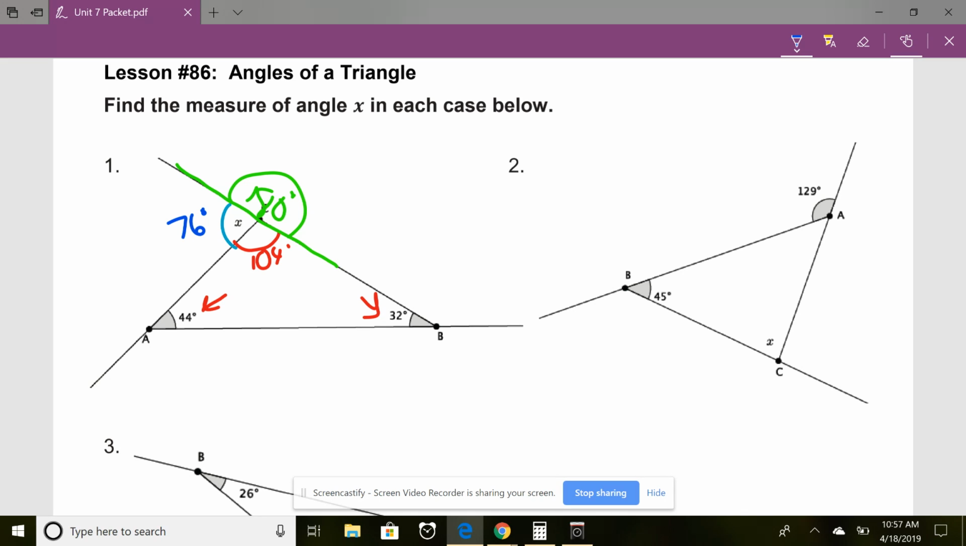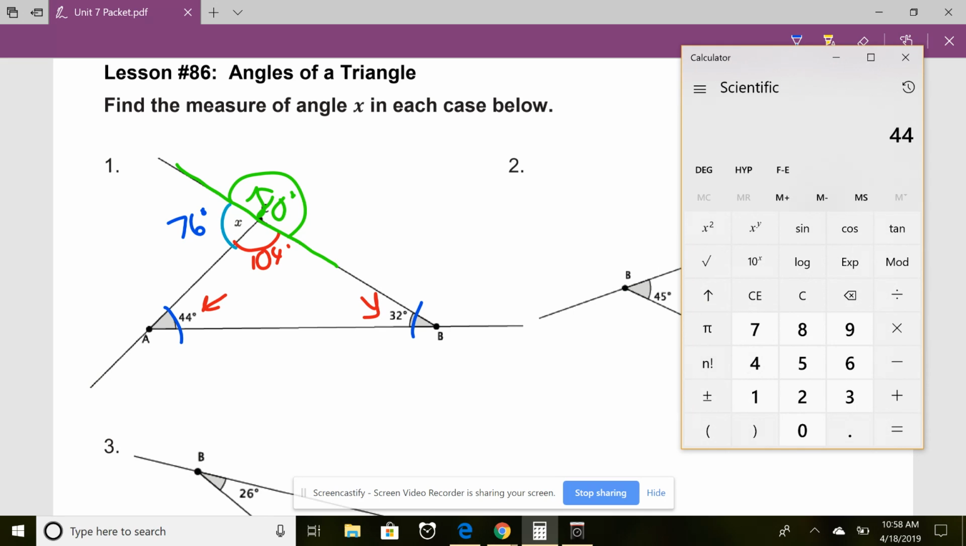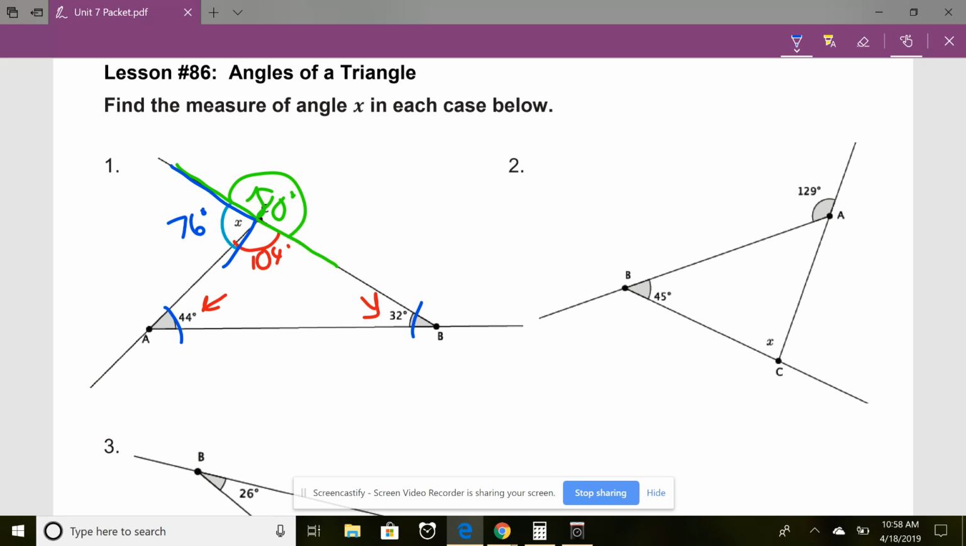You'll also notice that there's another way to get that, maybe a little bit quicker, a little bit simpler. Look at these two angles right here, 44 and 32. What is the sum of those? So 44 plus 32 is 76 degrees. So that's how you can get this external angle right here, by adding up the two internal angles of the triangle opposite of it together. So 44 plus 32 is 76 degrees. So you don't have to go through all that work to get that third angle.